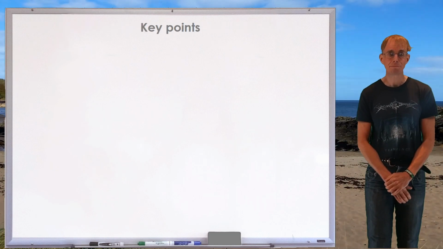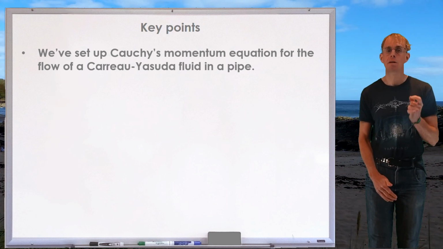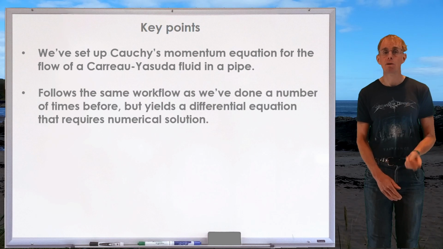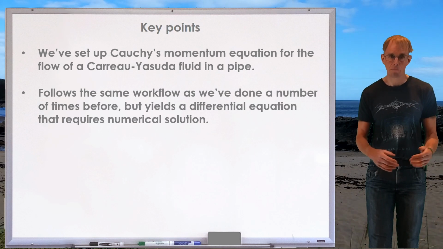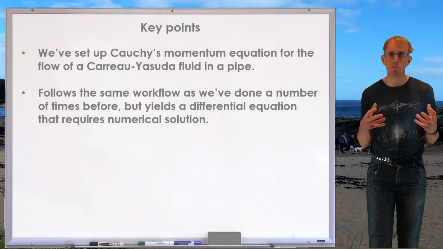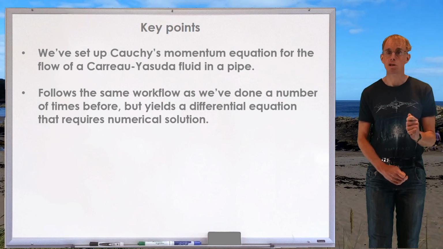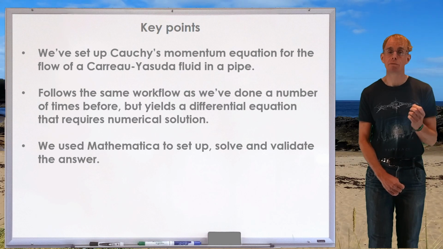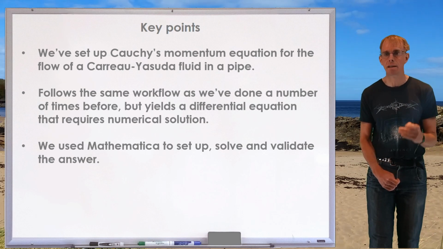Okay, let's summarise with a few key points. We've solved Cauchy's momentum equation again, but this time for the flow of a fluid with Carreau Yasuda rheology in a pipe, something that you cannot get an analytical solution for. We've followed the same workflow that we've used a number of times now. We've looked at the geometry of the problem, we've made a load of assumptions, we've simplified Cauchy's momentum equation down to the bare bones of what we need to solve, and we've extracted from that the specific differential equation we're solving along with its parameters. This time, that yielded a nonlinear differential equation that required numerical solution, which we obtained using Mathematica, very quickly and very straightforwardly. We only had to issue about 6 or 7 commands. We didn't have to write any code, and we didn't have to understand any numerical analysis.